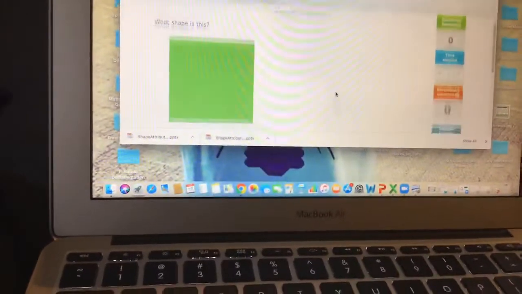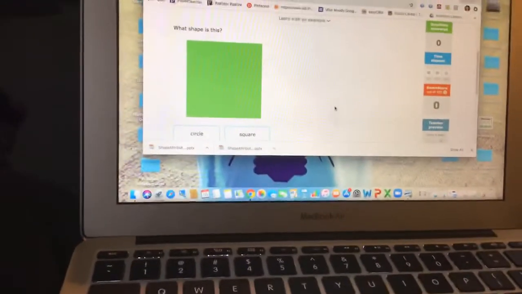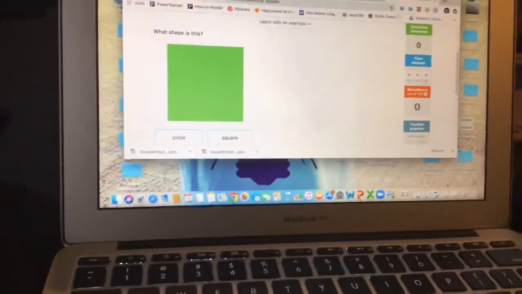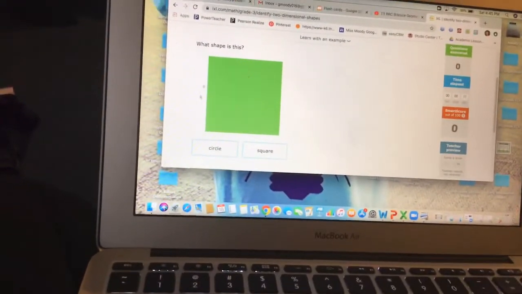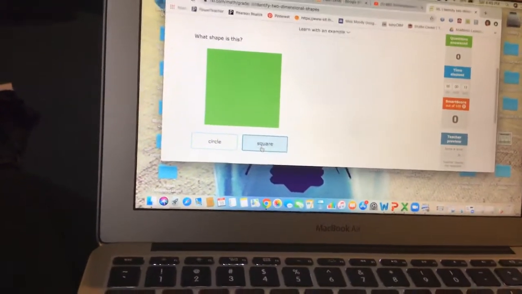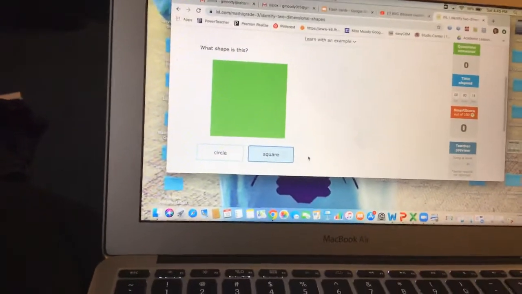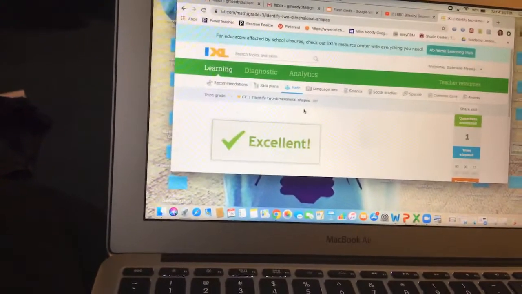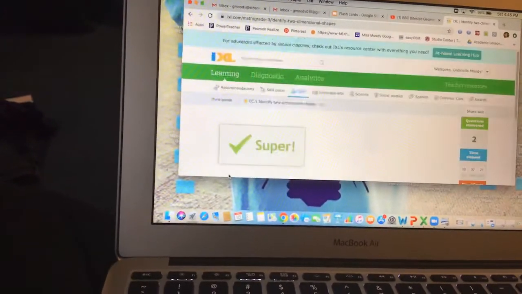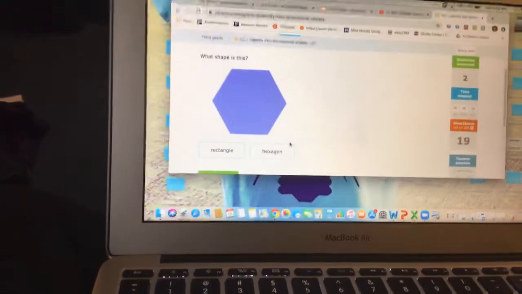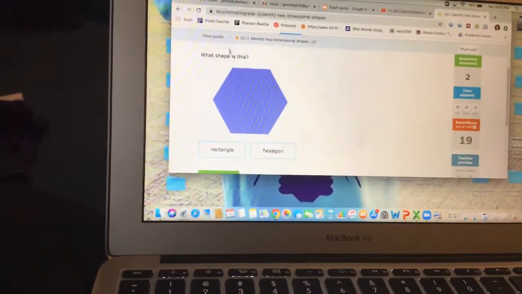identifying 2-dimensional shapes. What shape is this? Well, let me get rid of this bar down here. I can tell 4 sides, all the same length. It's got to be a square. They're going to start easier and they're going to get hard, so make sure you press submit. What shape is this? Oh, I can already tell it's a rectangle. Now that's getting harder. I have to have my poster nearby.